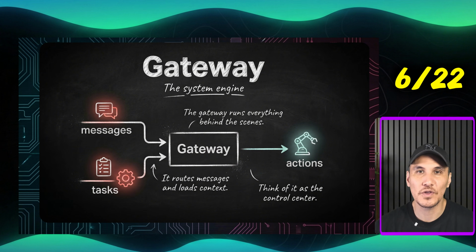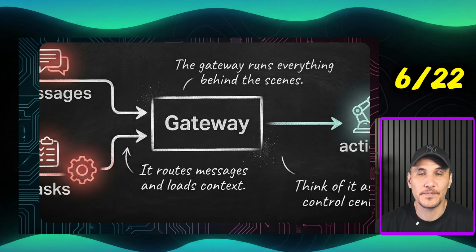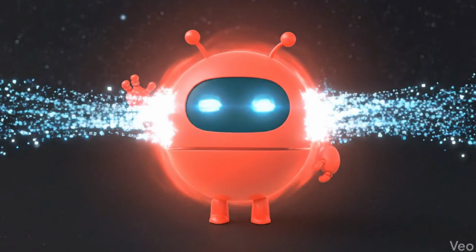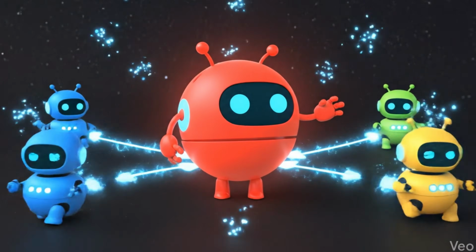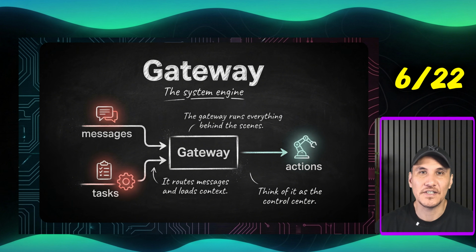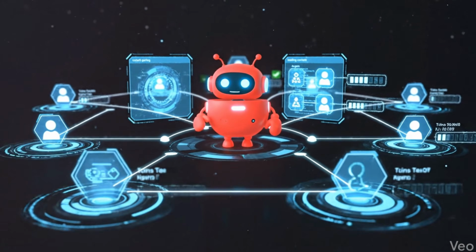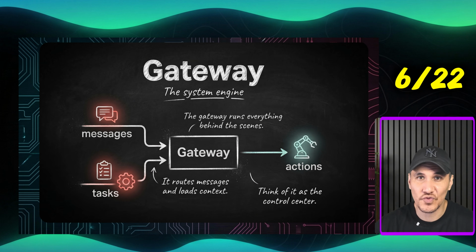Now that you've seen how OpenClaw executes tasks step by step, the next question is, what's coordinating all of it? That's where the gateway comes in. Think of it as the control center of the system, an always-on engine running behind the scenes that handles every request and action. Every message passes through it first, where it loads context, selects the right agent, and routes the task. And it doesn't just hand things off, it stays involved, coordinating each step as the task progresses. So this isn't just a random automation, it's a structured system with a central layer managing context, decisions, and execution in real time.